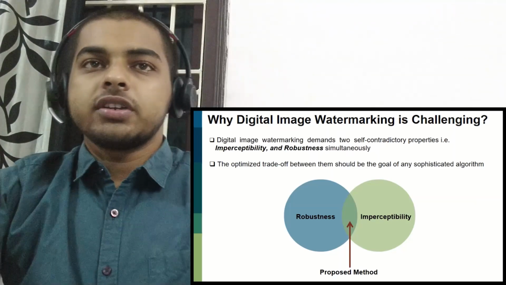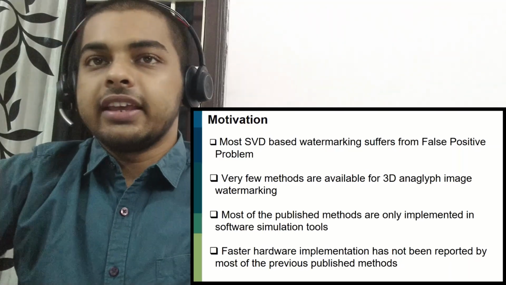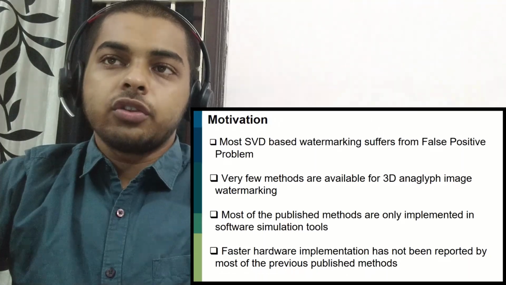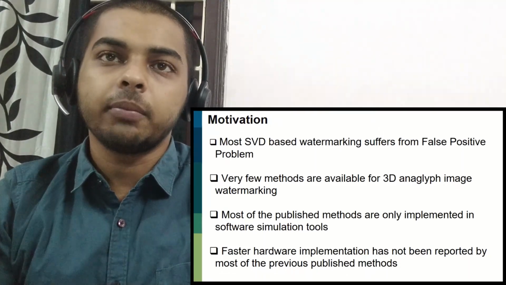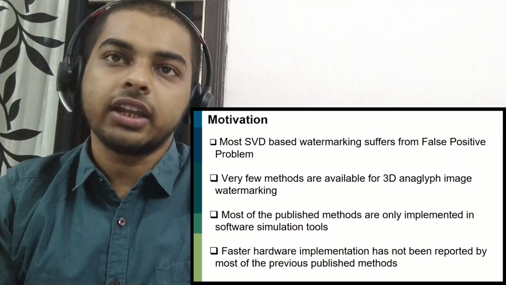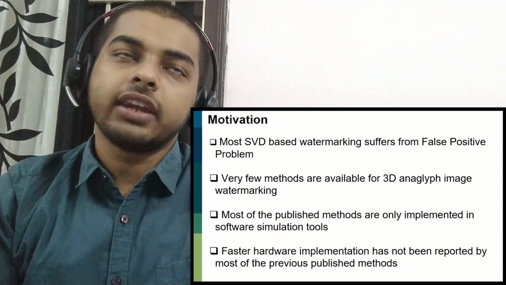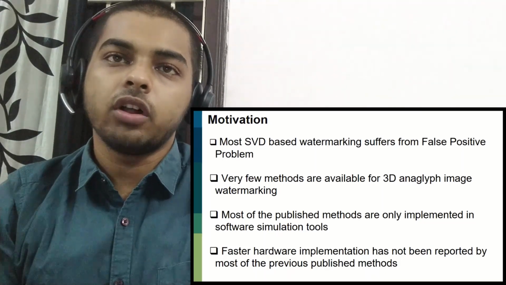What is the motivation of our proposed algorithm? Most of the SVD based watermarking methods suffer from the false positive problem. The false positive problem occurs when the contender can extract his or her watermark from the watermarked image, but the catch is that the watermark was never infused inside that original host image. So this is the problem of false positive.